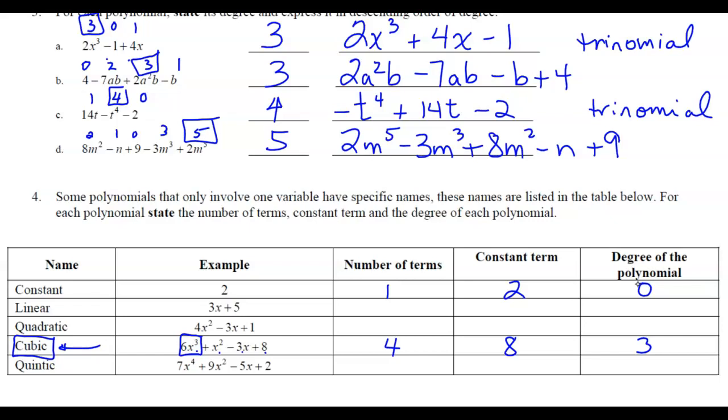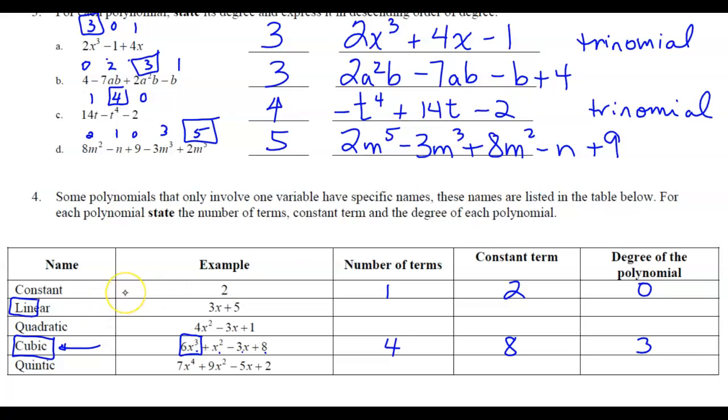Linear means degree 1, and you can look at it and see the word line. So we're going to spend a lot of time talking about lines and equations of lines and linear relations in this course. So you'll be really good at that by the end. But for right now, think about it as just being degree 1.